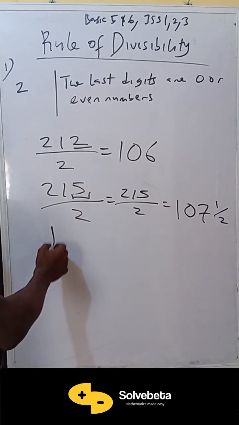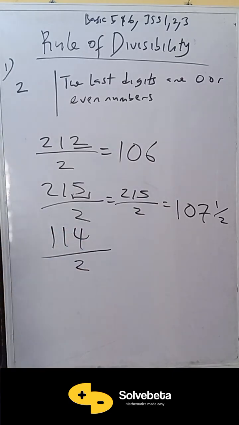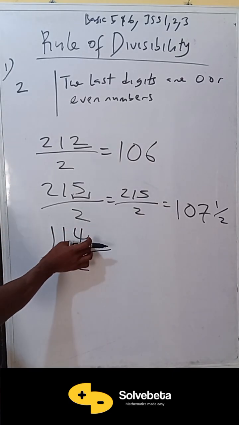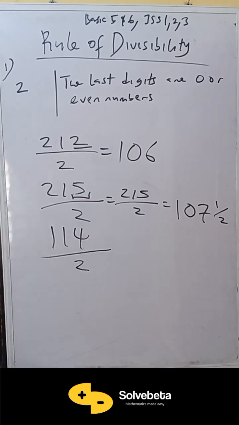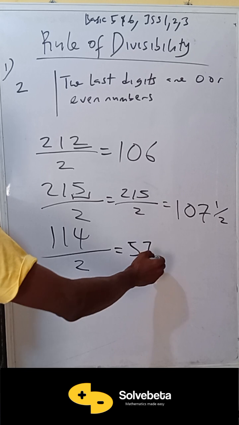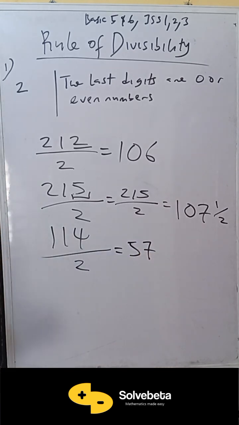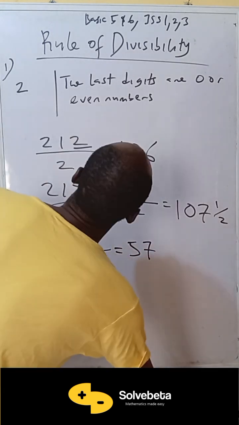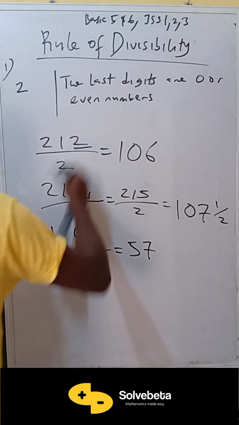So let's look at this one, 114. Can 114 be divided by 2? Yes. Why? Because the last digit 4 can be divided by 2. So you can try it. This should be 57 or something. 57. Very, very important. Now what of 3?